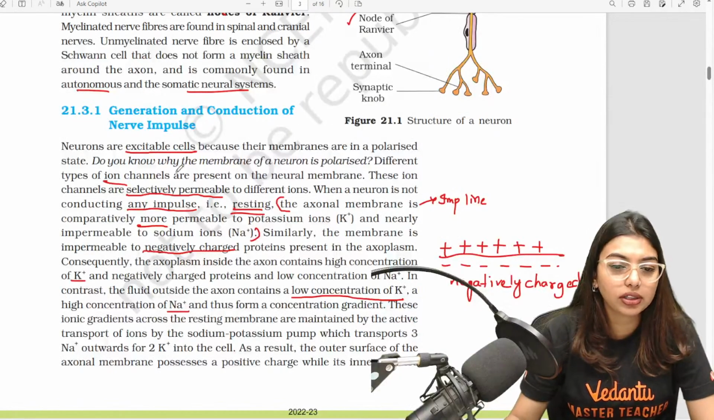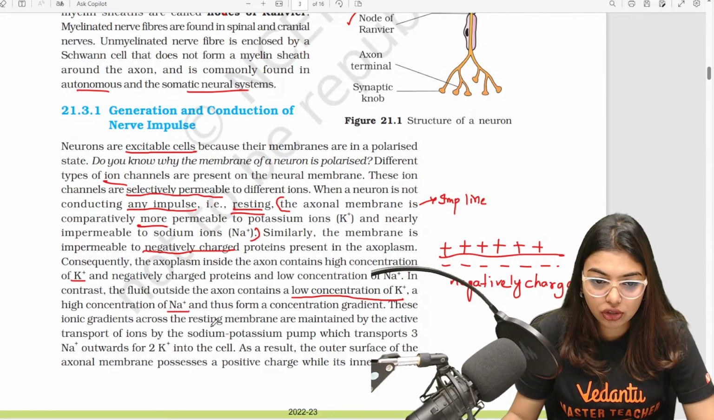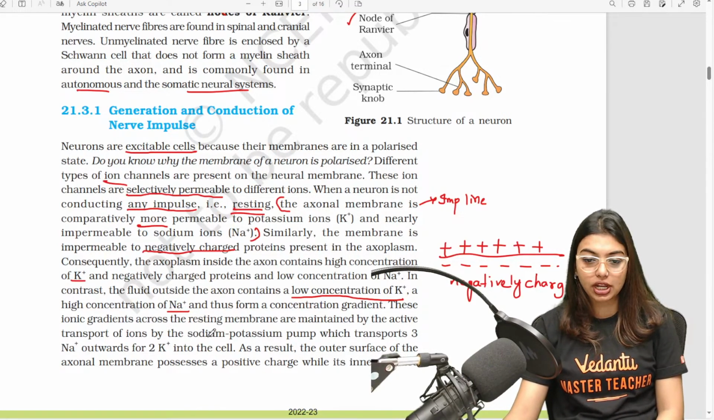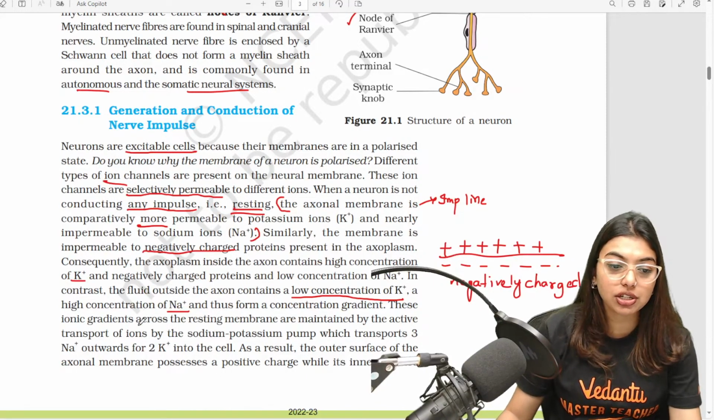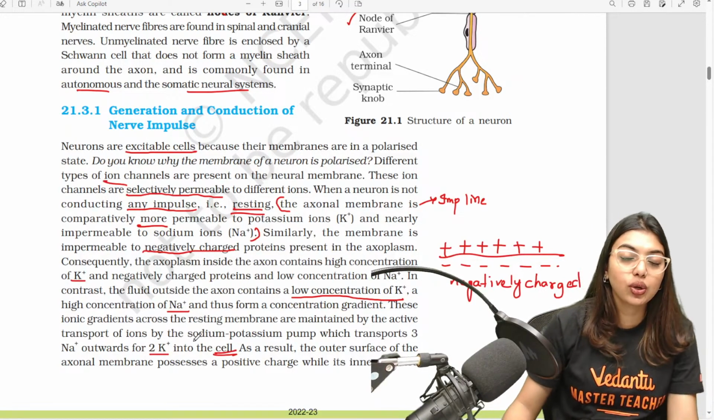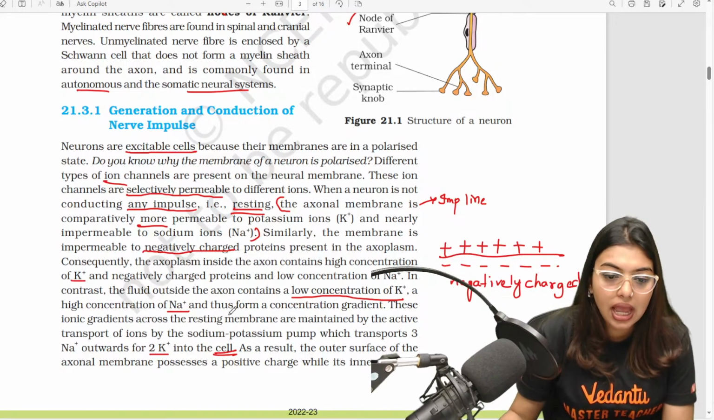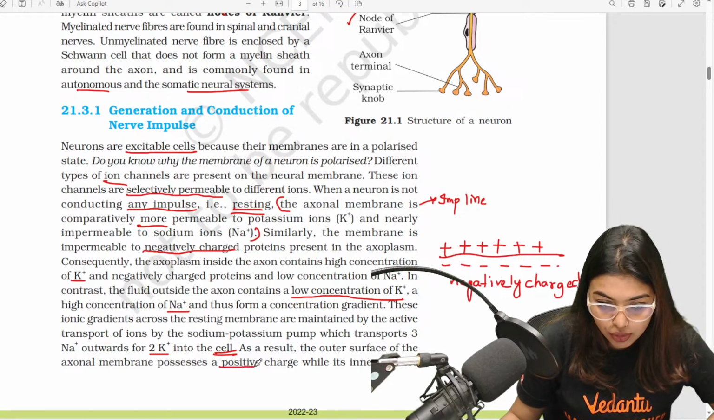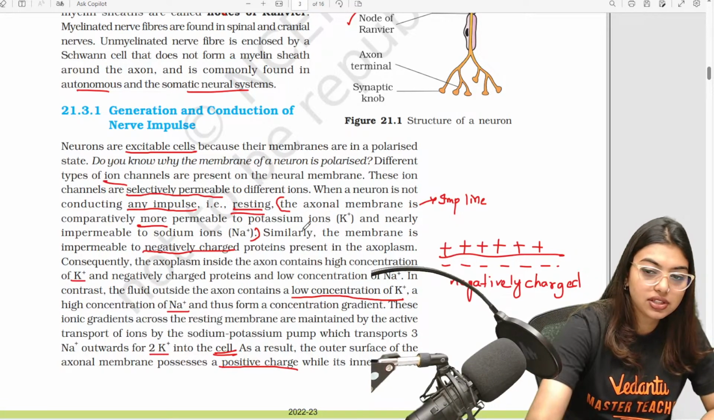Now I'll go back to NCERT and make you read. See, thus the concept, these ionic gradients across the resting membrane are maintained by active transport of ions by the sodium potassium pump, which transports 3 sodium outwards and 2 potassium ions into the cell. So in the extracellular we need sodium, intracellular we need potassium. As a result, the outer surface of the axonal membrane possesses a positive charge, yes or no, while the inner surface is going to have the negative charge.